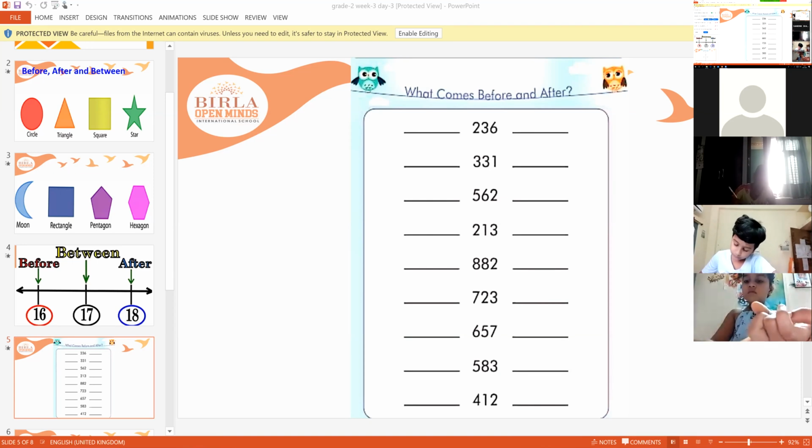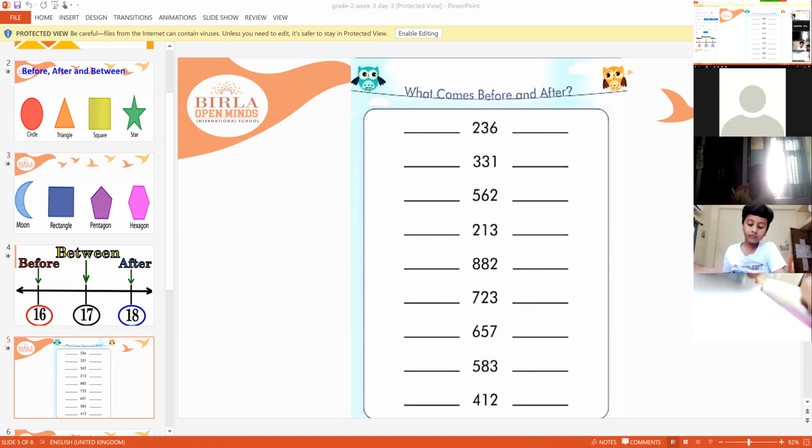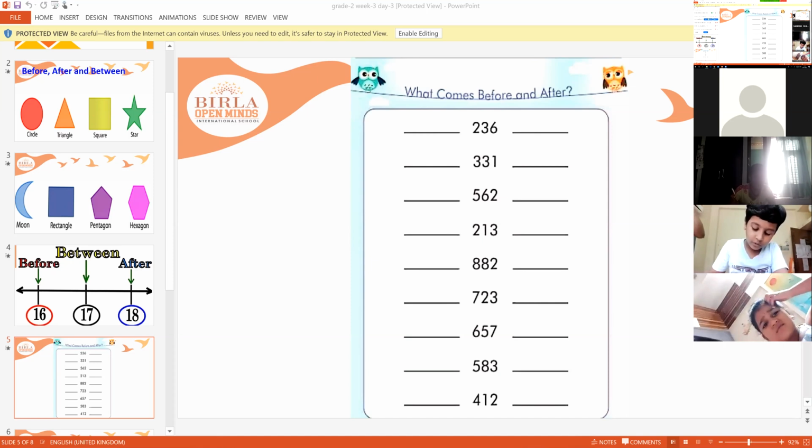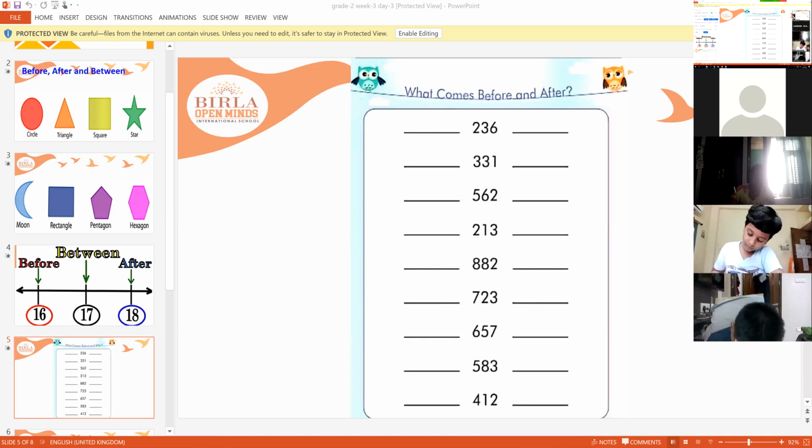First one is 236. The next one is 331. Then the third one is 562. Then fourth one is 213. Then fifth one is 882. Then sixth one is 723. Then eighth one is 657. Then ninth question is 583. Sorry, children, the ninth one is 412.